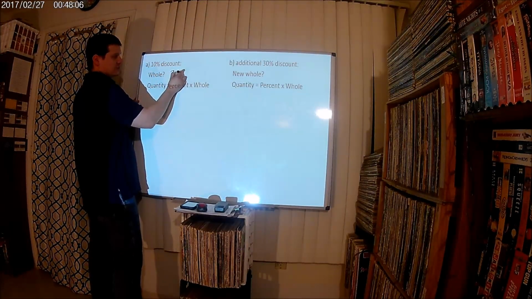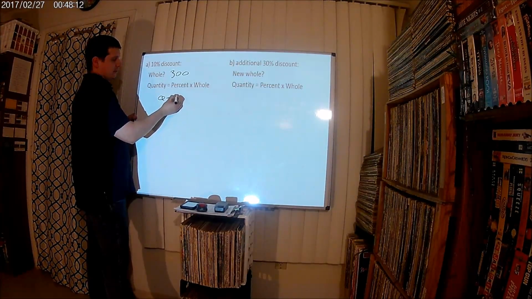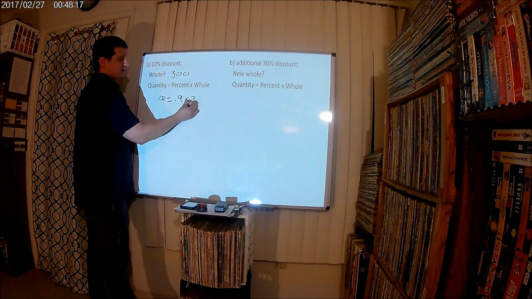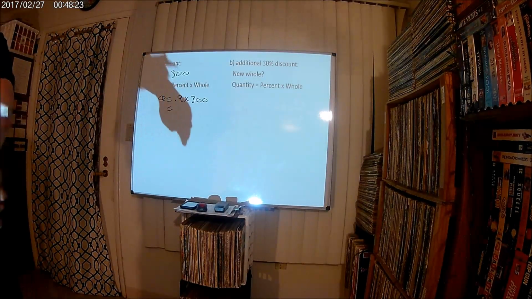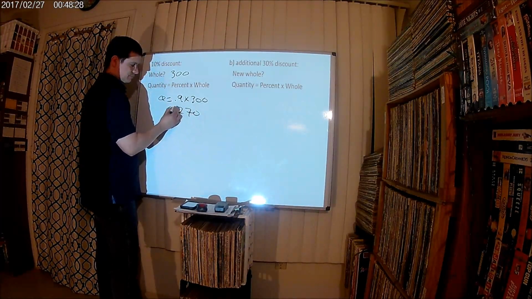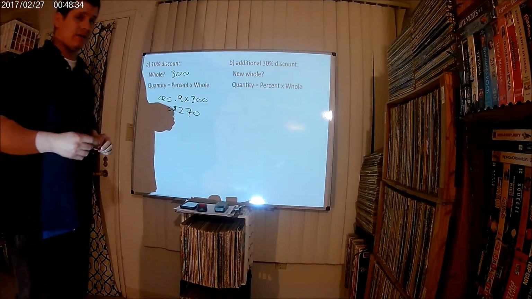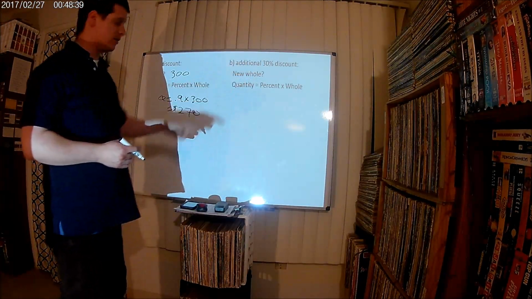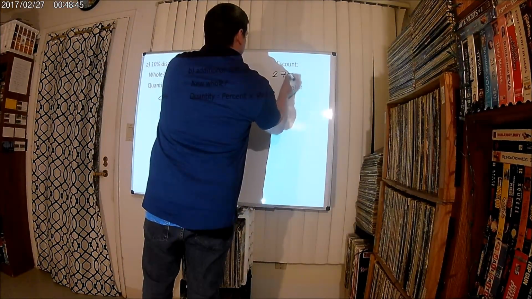So your whole, again, is your 300, because that's what we're starting off with. And then we're going to have your quantity minus your percent. We already figured out what the percent is, because it's 10, so it's going to be 0.9 times 300. And somebody tell me what 0.9 times 300 is? Thank you. It's 270. So it's $270 when you first take the 10%. Okay? So now we're going to do that additional 30%. So your new whole, what's your new whole now? It's not 300, it's going to be 270.